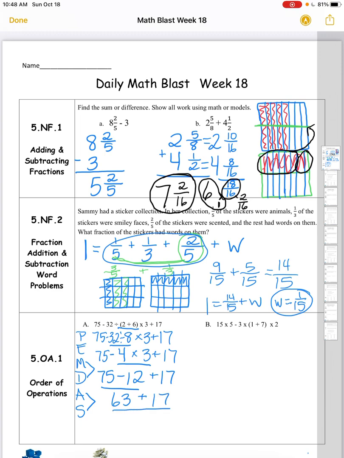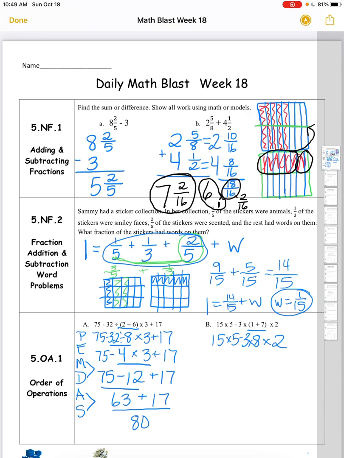That was that part. I still have to add 17. And then 63 plus 17 is going to be 80. And so 80 is the simplification of that expression. For B, same idea here. We're going to go through and do any parentheses first. So 1 plus 7 is 8. Anything that hasn't been underlined needs to drop down.